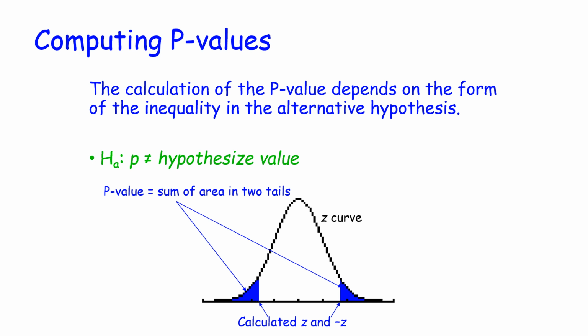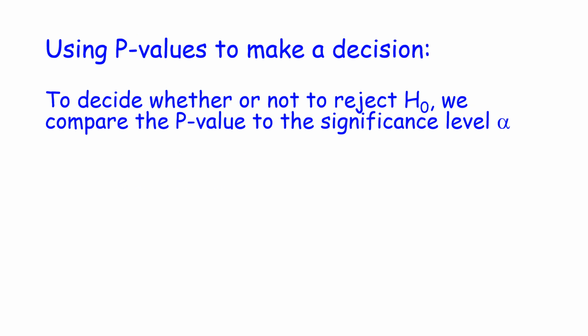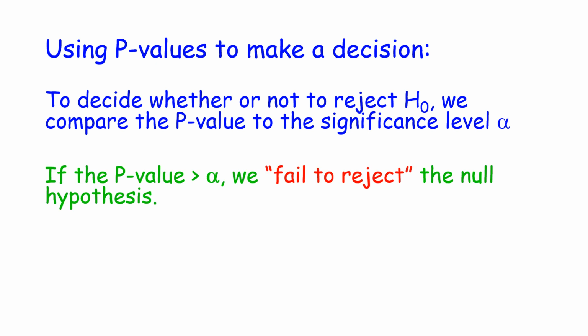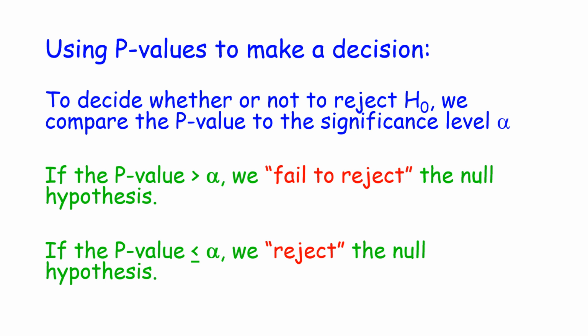So how do you use p-values to make a decision? Well, to decide whether or not to reject the null hypothesis, we compare the p-value to the significance level alpha. If the p-value is greater than alpha, then we fail to reject the null hypothesis. And if the p-value is less than or equal to alpha, we reject the null hypothesis.